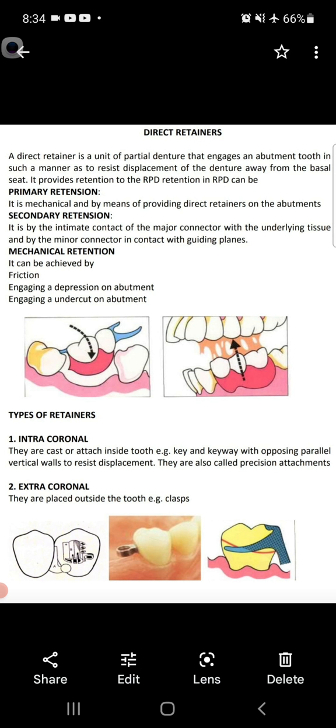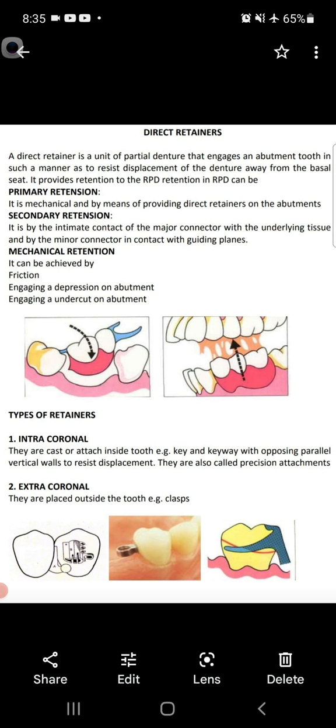Today is the 7th video of the repeat revision course of removable partial denture prosthodontics, which is very important for NLE exam, MDS, as well as for final year students. Now, in this video, we will discuss direct retainers: their definition, the different types of retention, then types of retainers and their details.